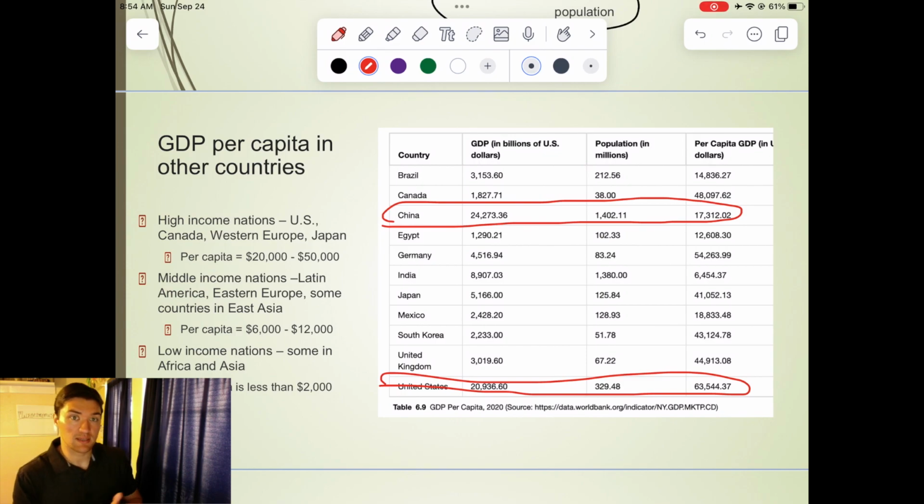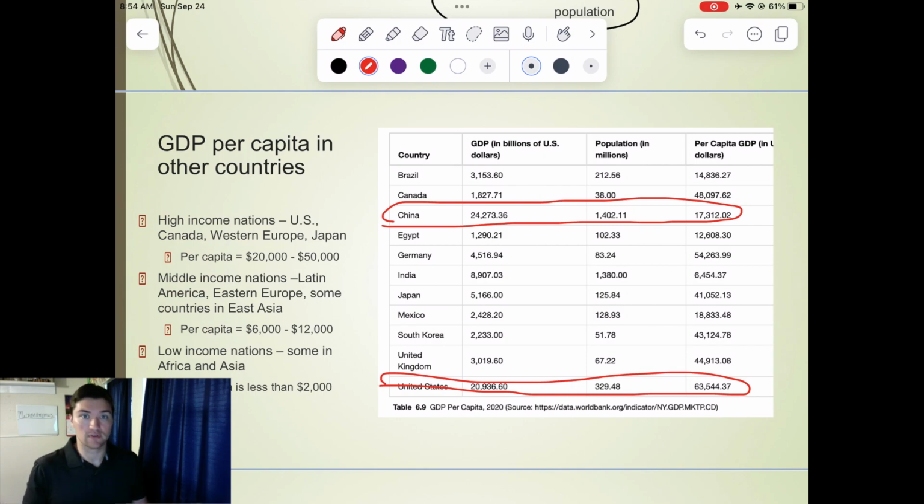Okay, so this means that the well-being per person is completely different. So if you were just looking at GDP, you would say, okay, China is the largest. If you were to look at GDP per capita, which is how productive each person is, then you would see there is a big difference there. Like the United States, Canada, Western Europe, and Japan, they have a GDP per capita between $20,000 and $50,000. So those countries are what we call high income nations. Okay, so these are really productive countries.